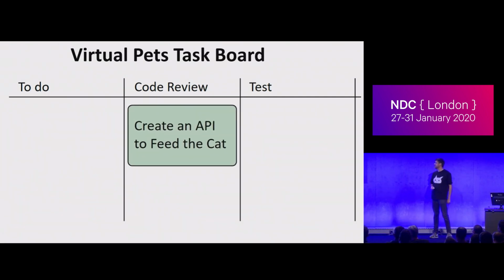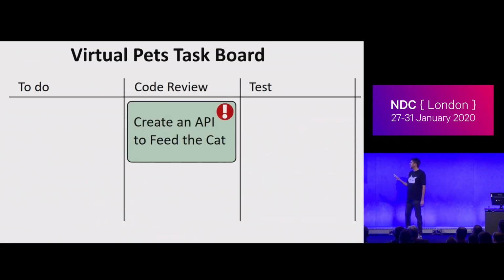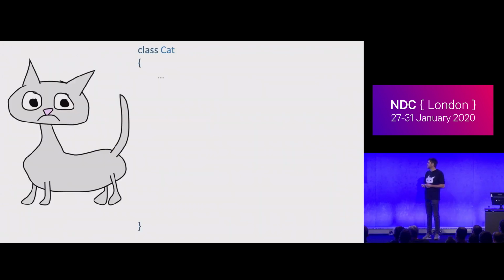Day two, did well. But you come in on day three, and there's a notification and some comments on your PR from the team. They're feeling that it's overly coupled, plus you haven't actually got the food into the cat's stomach, which you weren't even aware about. And so you've been asked to decouple some of this code. So what went wrong here?